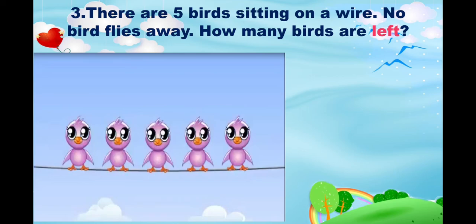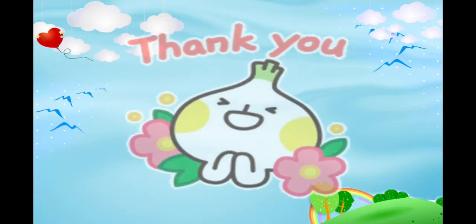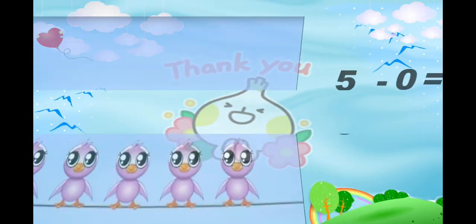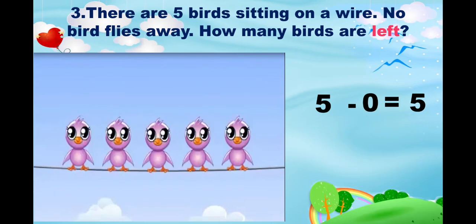There are 5 birds sitting on a wire. No bird flies away. How many birds are left? 5 birds were sitting on a wire. None of them flew away. That means all 5 kept sitting there. So the answer will be 5 minus 0 equals 5. Very good. So this way we are going to do subtraction.